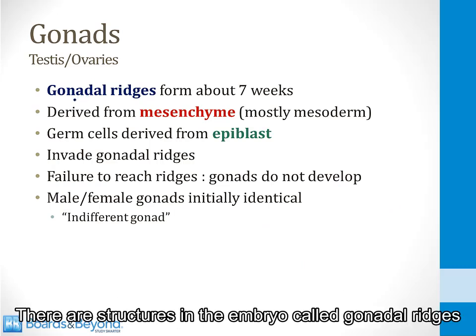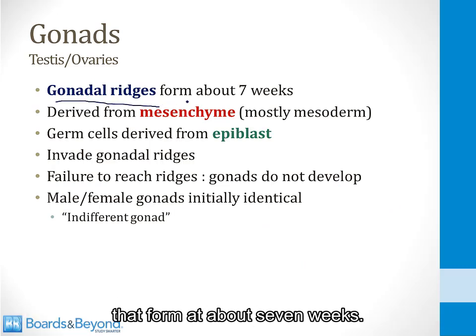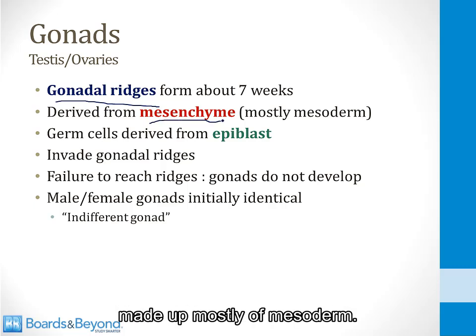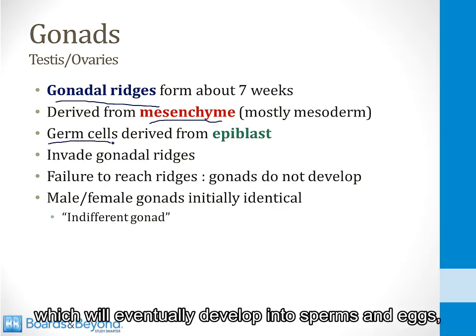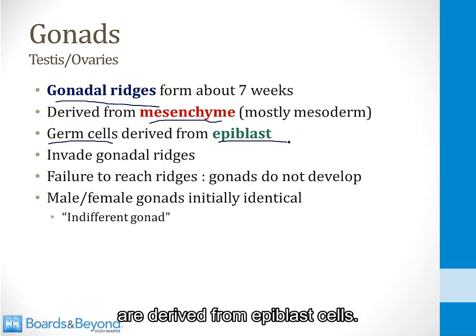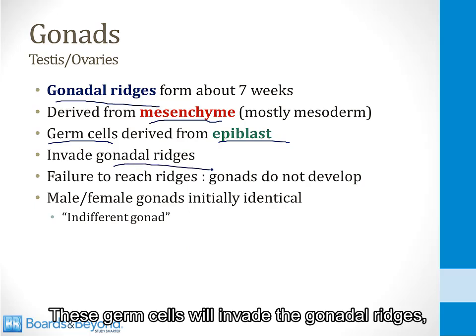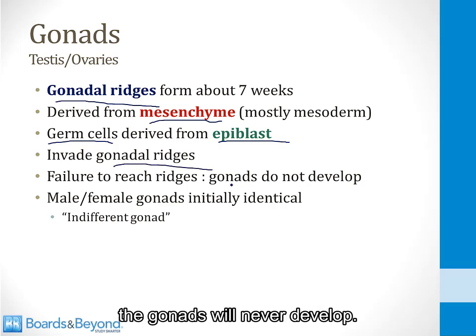There are structures in the embryo called gonadal ridges that form at about 7 weeks. They are derived from mesenchyme, which is embryonic connective tissue made up mostly of mesoderm. The germ cells, which will eventually develop into sperm and eggs, are derived from epiblast cells. The epiblast is one of the two layers of the bilaminar disc in early embryo development. These germ cells will invade the gonadal ridges, and if they don't reach the ridges, the gonads will never develop.